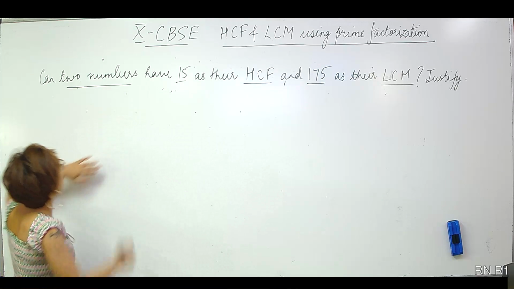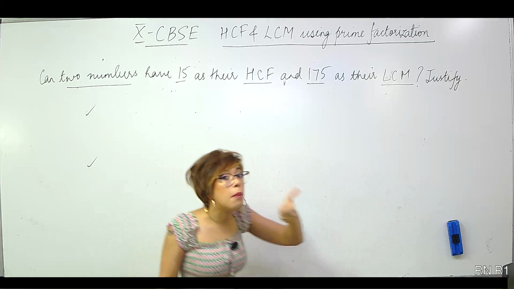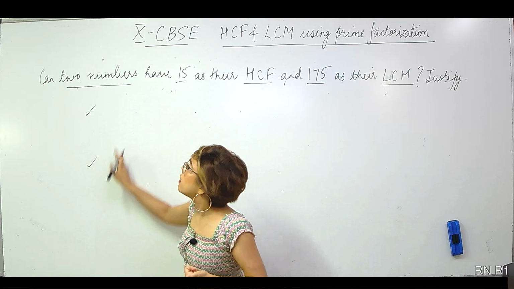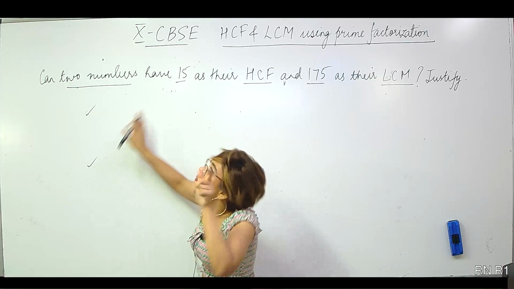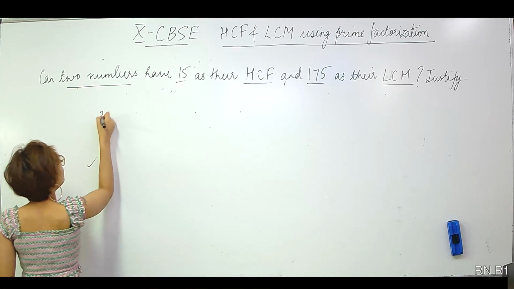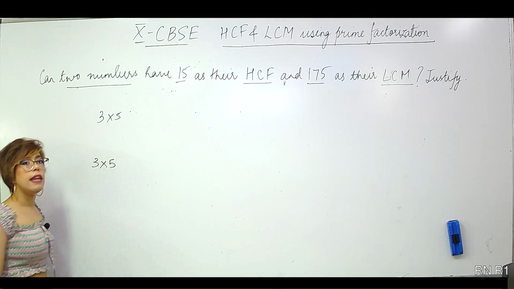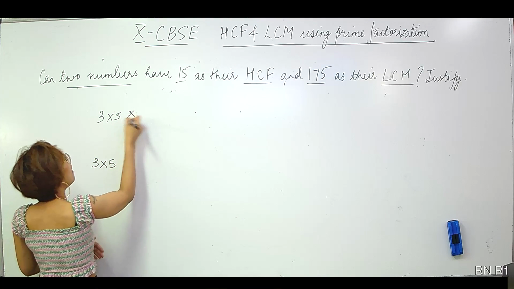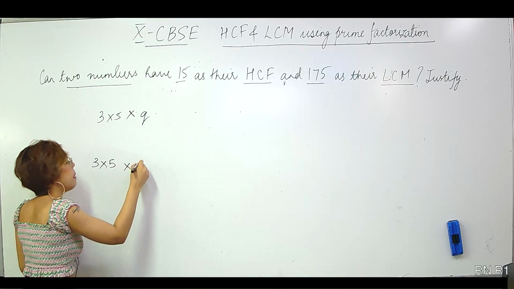So let me consider two numbers which have 15 as their HCF. That means the highest common factor is 15. Now, if 15 is the highest common factor, that means prime factors of 15 would be in the prime factorization of both numbers. So guaranteed the first number would have 3 into 5 and the second number would have 3 into 5. Now there may be some other prime factors or product of prime factors, so let me denote it by Q. There might be some other prime factors or products in the second number, so I will denote it by R.